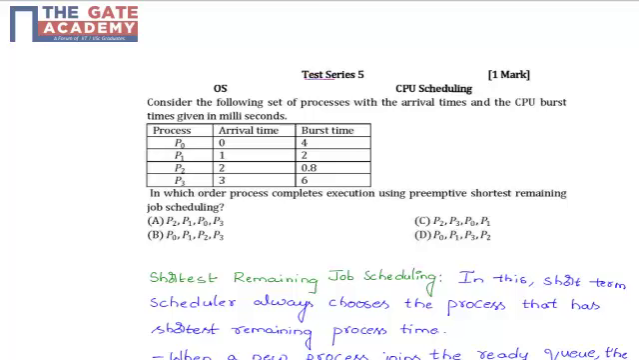Hi friends, this question is from test series 5. Subject name is OS, topic name is CPU scheduling, and it is of 1 mark. Let us see the question.